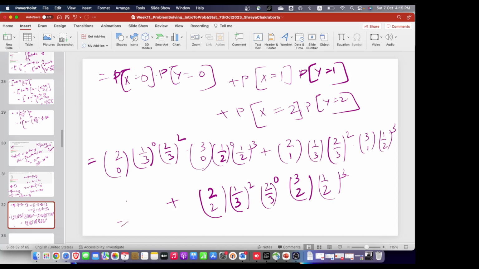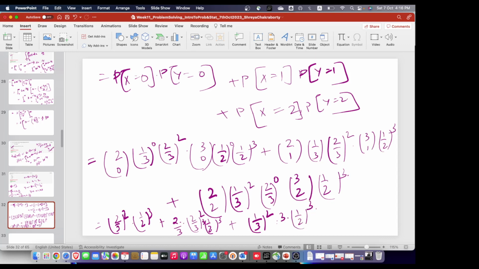Okay, so this would be 2c0 is 1, into 2 by 3 square, 3c0 is 1, half cube, plus 2 by 3 into 2 by 3 square... half cube, into 3 half cube, plus 2c2 is 1, 1 by 3 square, 3c2 is 3, half cube.